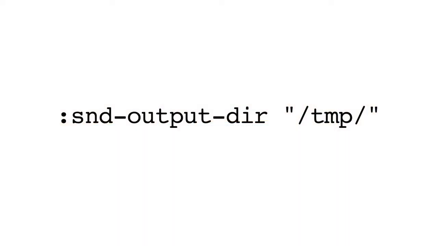The first thing we'll see in the call to make Slippery Chicken, the function, is that we'll set the sound output directory. And this can be any directory of your choosing, but we'll use the /tmp directory first of all.